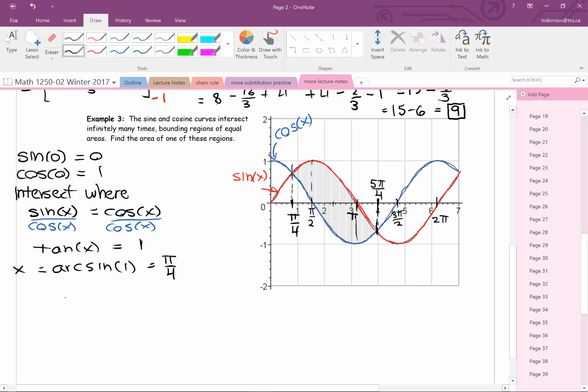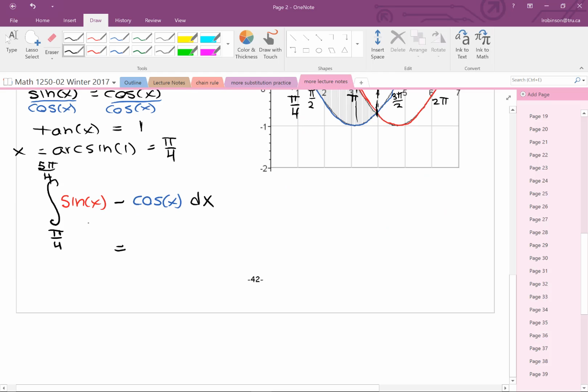Okay, so all we have to do is integrate from pi over 4. I'll make the graph so that it's got multiples of pi along the axis instead of just numbers. So this is going to be the sine minus the cosine. Because you always got to take the one on the top minus the one below. If you ever get a negative number, you know you've done something wrong, because you should always get a positive number.